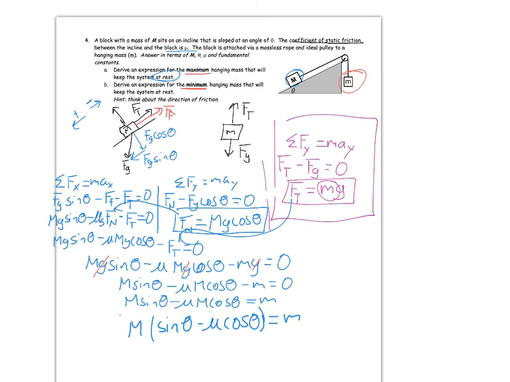If I do factor it out, though, I'm left with m times the quantity sine theta minus mu cosine theta equals little m. So the only thing that really changed was this sign right here. That's the key difference. And that comes from, is friction going up the incline or is friction going down the incline?